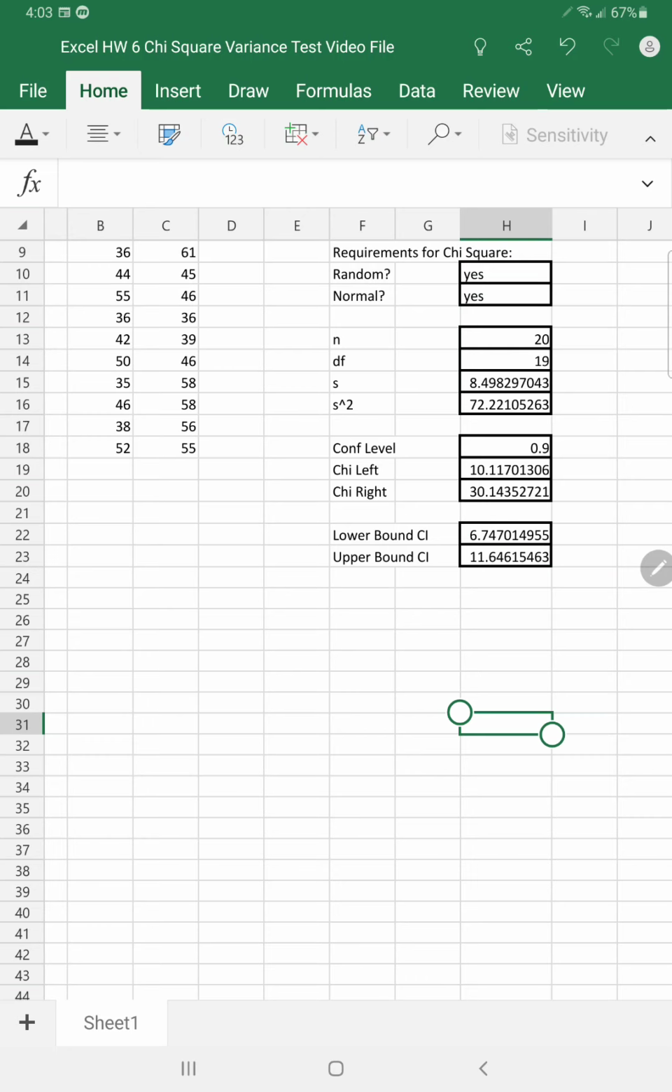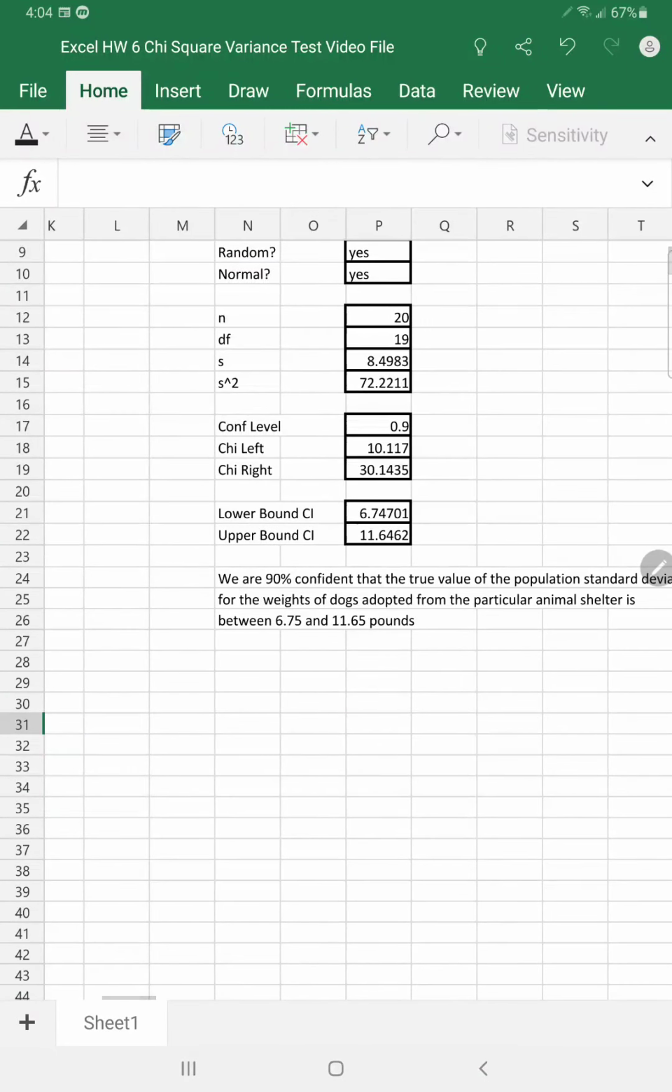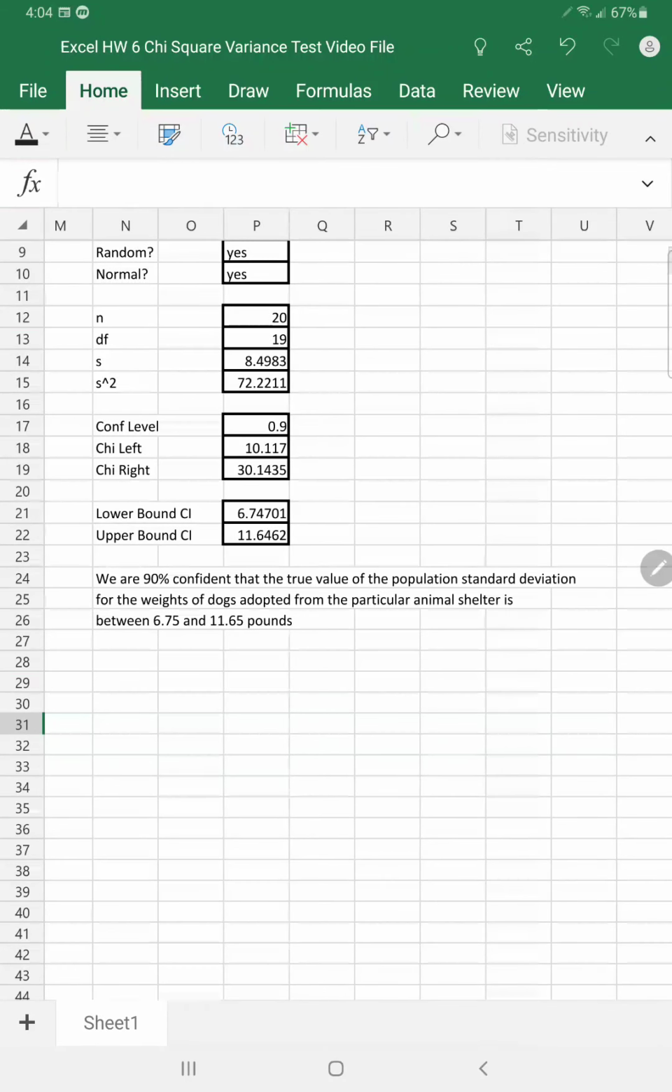Then we can come over here and make our interpretation. So I have it summarized over here. And at the bottom we can see this is our conclusion. We are 90% confident that the true value of the population standard deviation for the weights of dogs adopted from a particular animal shelter is between 6.75 and 11.65 pounds.